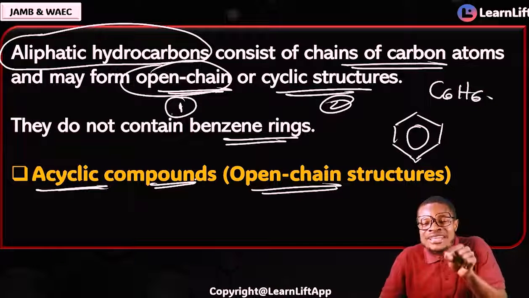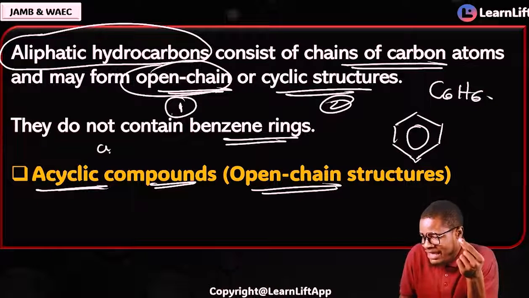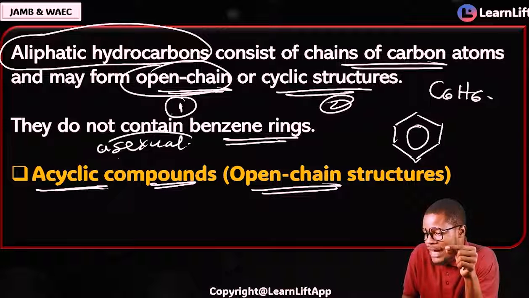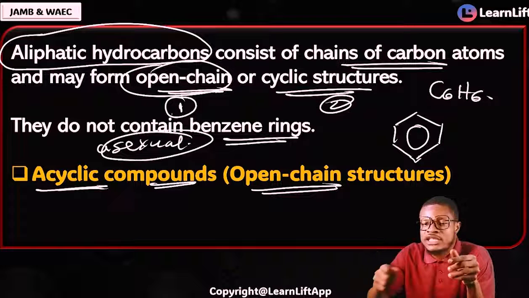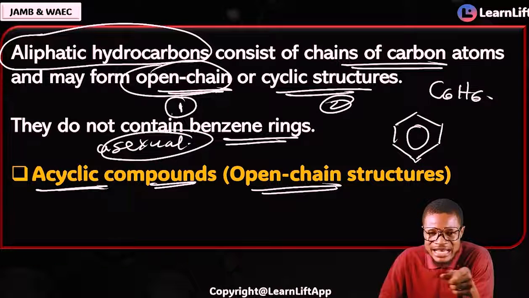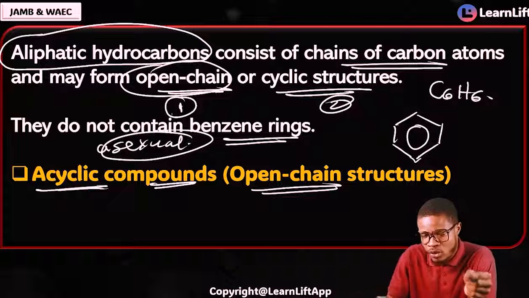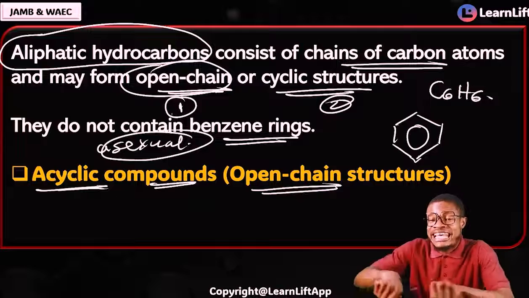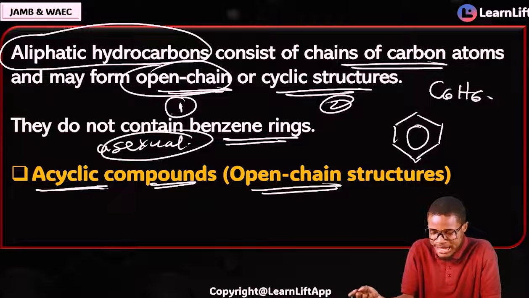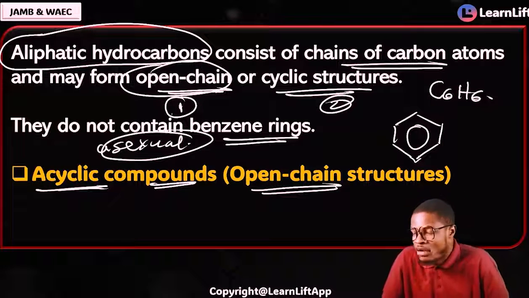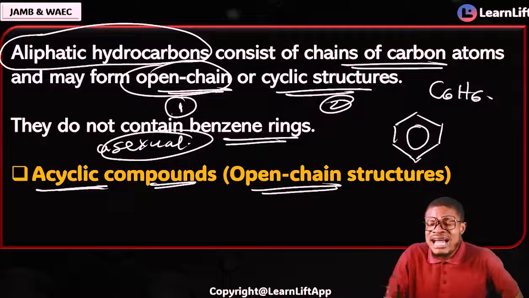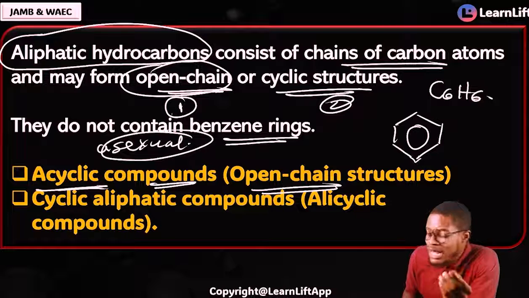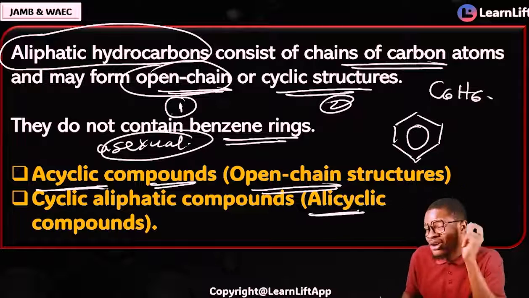The prefix A, for example, asexual in biology, what does it mean? Absence of sexual reproduction. Asexual, absence of sexual, right? So acyclic means absence of cyclic. Those that are not cyclic, that are open chains, what do we call them? They are called acyclic compounds. And the second ones are the cyclic compounds. Those cyclic aliphatic compounds are called alicyclic.